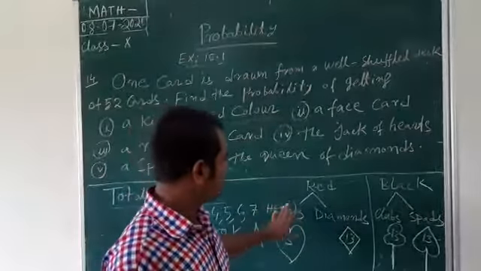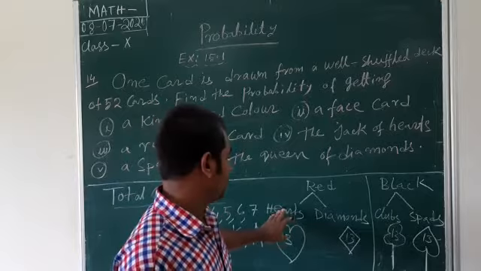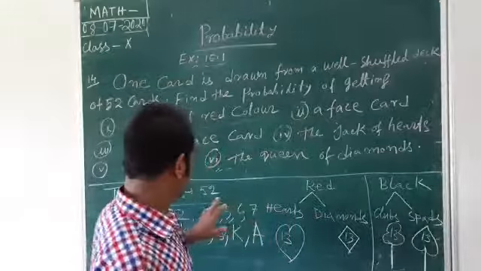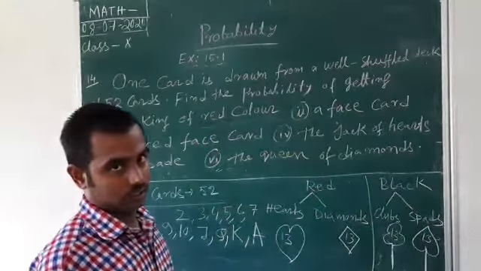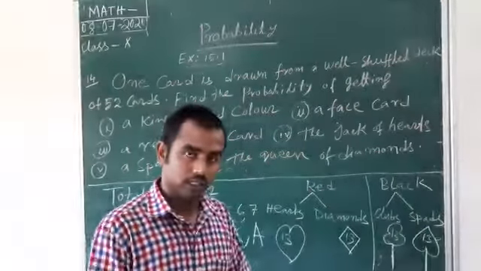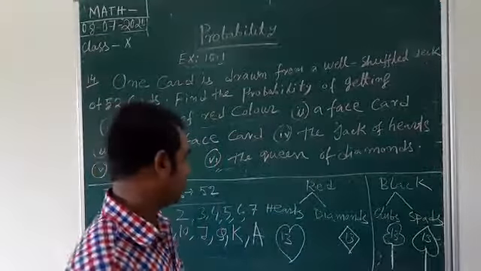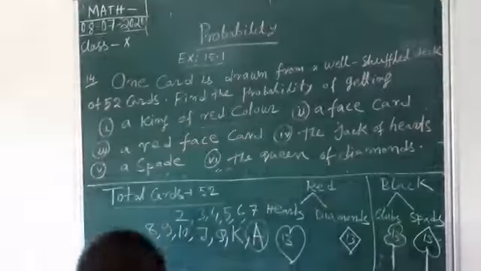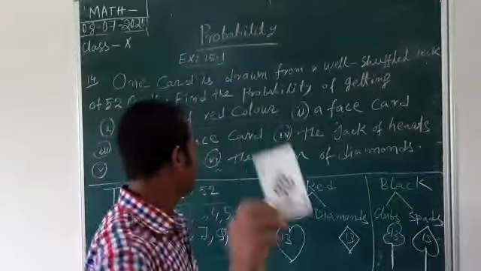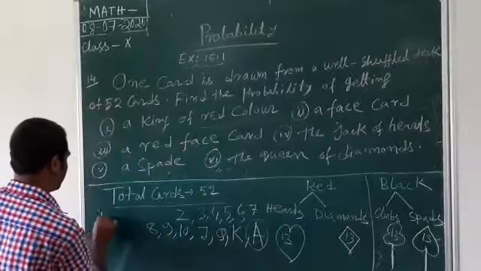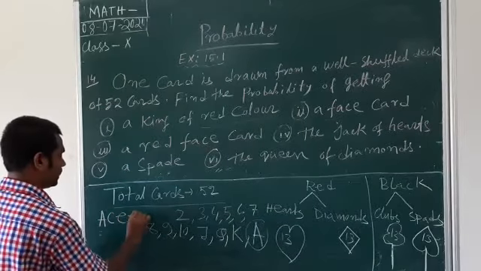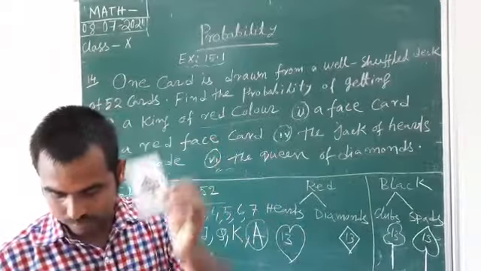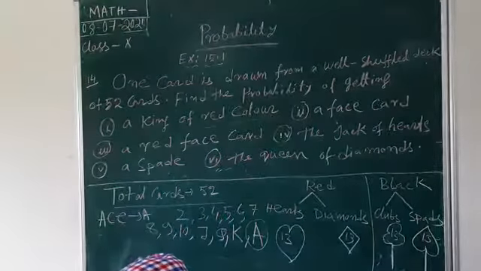Each item, hearts, diamonds, clubs and spades, contains these 13 cards. So 13 into 4 is equal to 52. Total 52 cards. And A is Ace, spelled A-C-E. Clear?